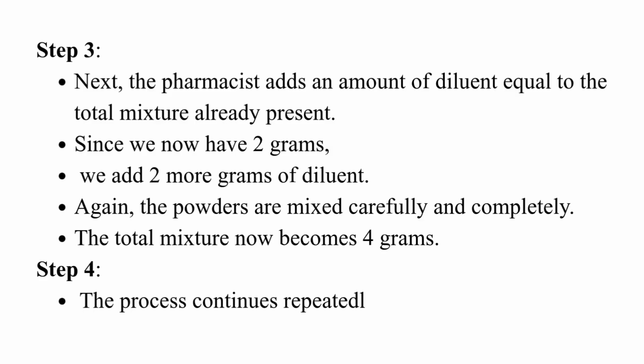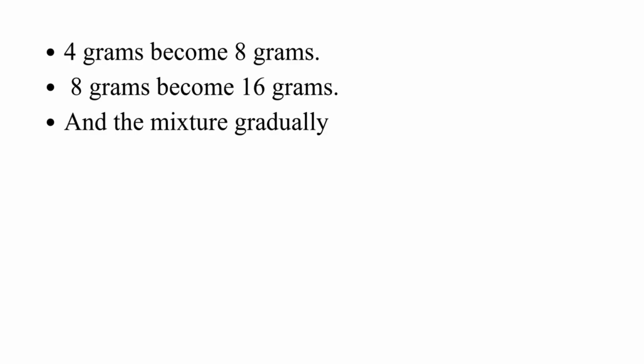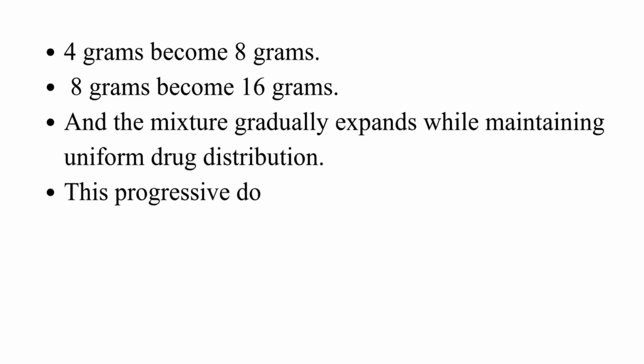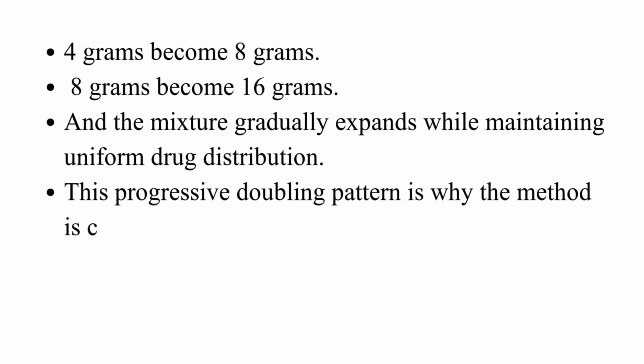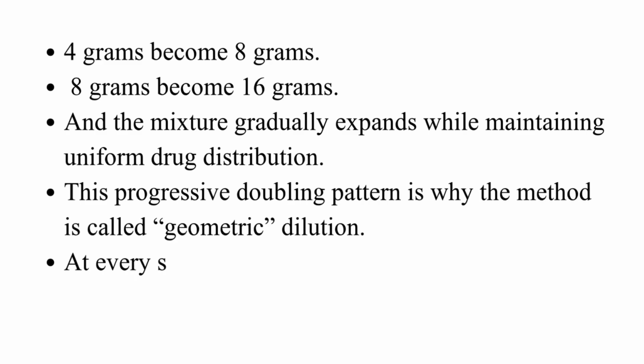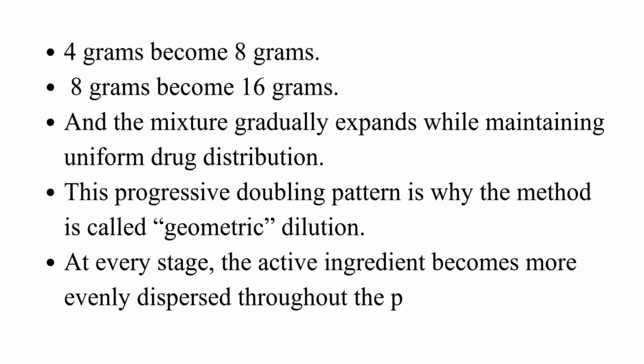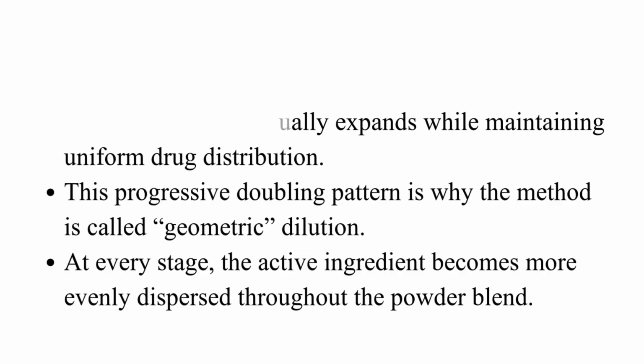Step 4. The process continues repeatedly. 4 grams become 8 grams, 8 grams become 16 grams. And the mixture gradually expands while maintaining uniform drug distribution. This progressive doubling pattern is why the method is called geometric dilution. At every stage, the active ingredient becomes more evenly dispersed throughout the powder blend.